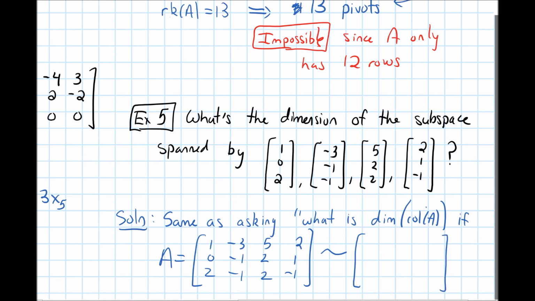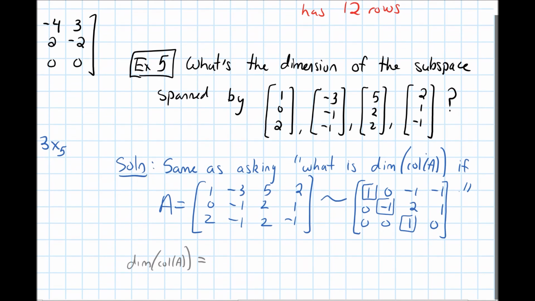I'm just going to tell you what this row reduces to. I'm not going to go through all the steps, I'll just tell you the final row reduction. I would get 1, 0, -1, -1, 0, -1, 2, 1, and then 0, 0, 1, 0. At this point, my matrix is in echelon form, and that's good enough to see where the pivots are. So I'm going to box the pivots.